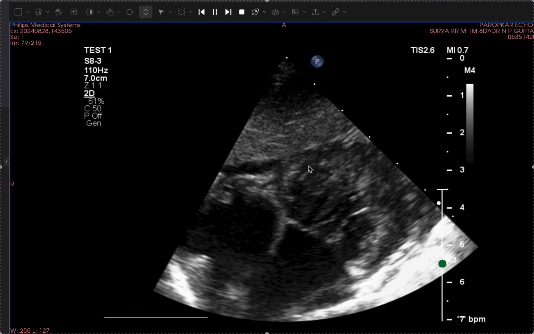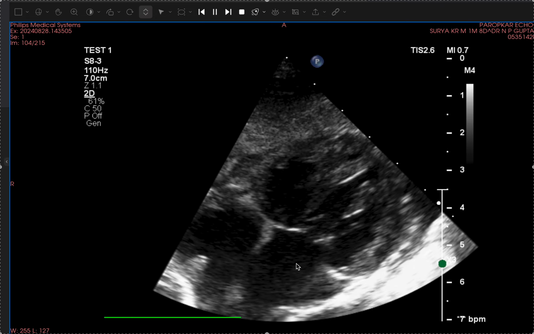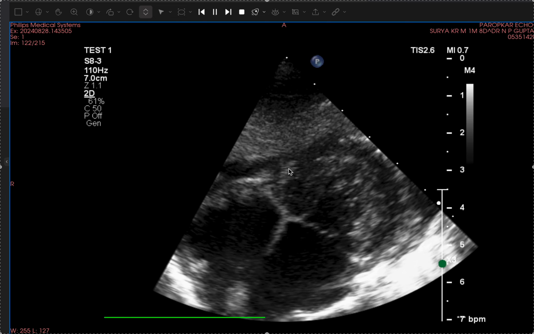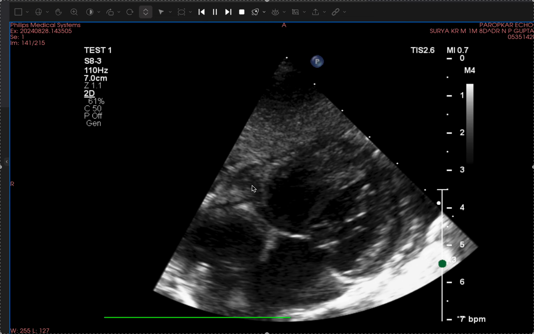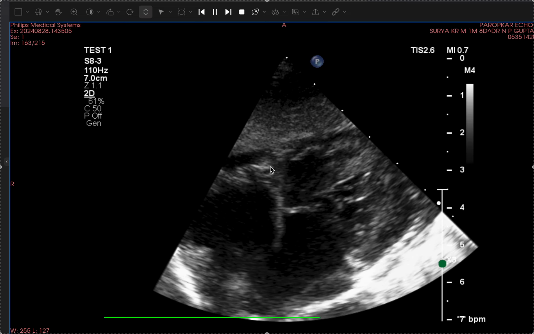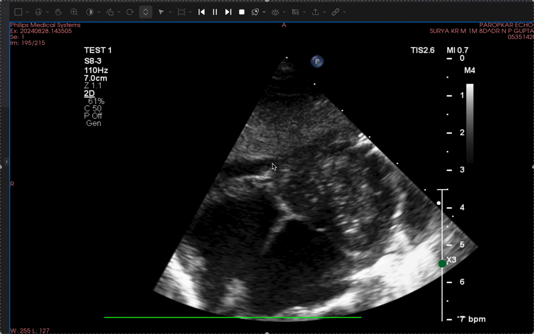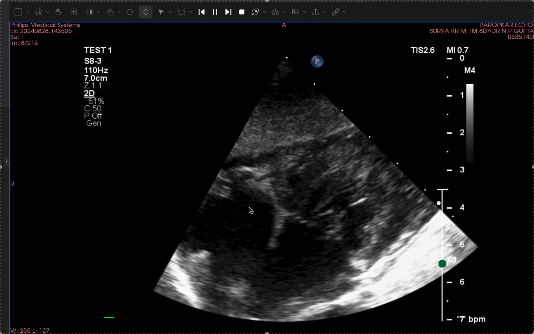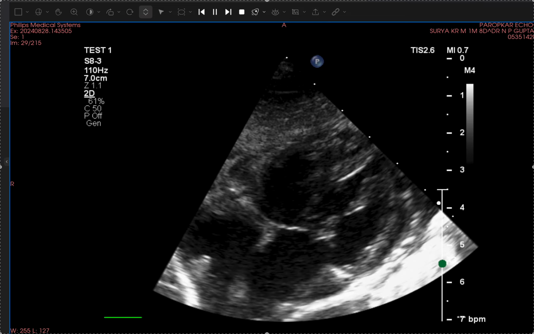Again this is subcostal 4 chamber view. This is left atrium, this is left ventricle, this is right atrium, this is right ventricle. Right ventricle is not seen clearly in this image. So in this case, the right ventricle is not seen this way clearly, but right ventricle is small in size compared to left ventricle.